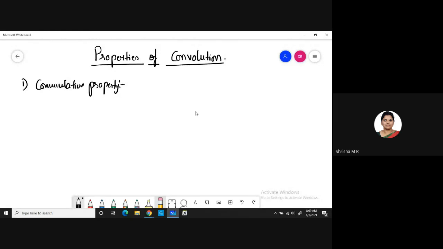Okay. So let us see the commutative property for convolution sum. Later we shall see for convolution integral. So for convolution sum, it states that x of n convolved with h of n is equal to h of n convolved with x of n. We shall try to prove the LHS and RHS, and we have used this in many problems in convolution sum.